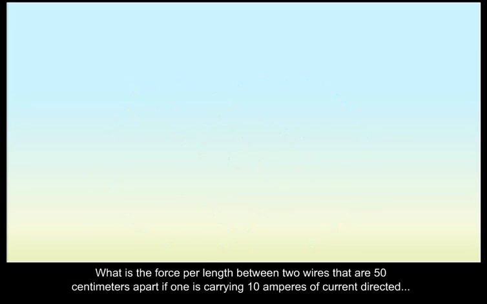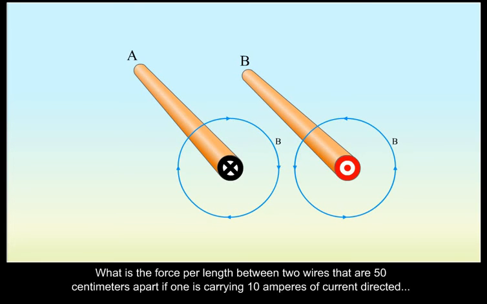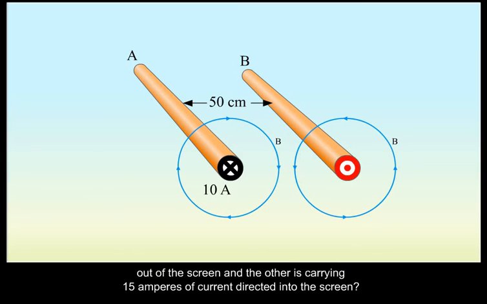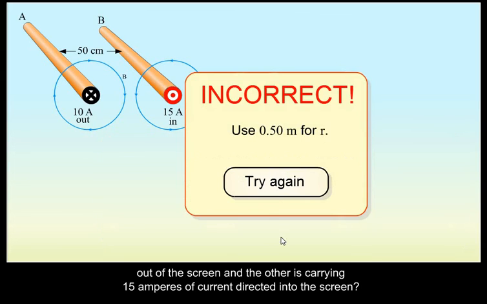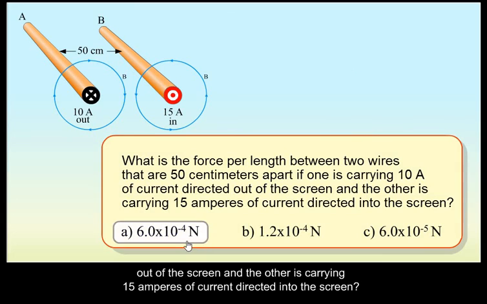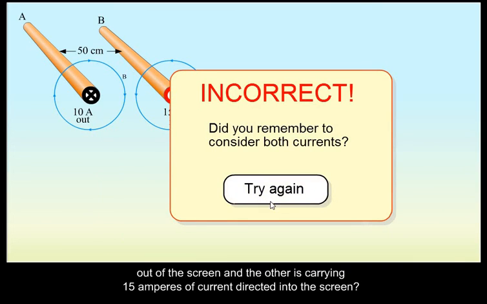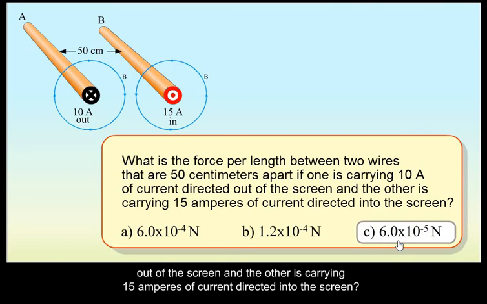What is the force per length between two wires that are 50 centimeters apart if one is carrying 10 amperes of current directed out of the screen and the other is carrying 15 amperes of current directed into the screen? Try again. Try again. Correct.